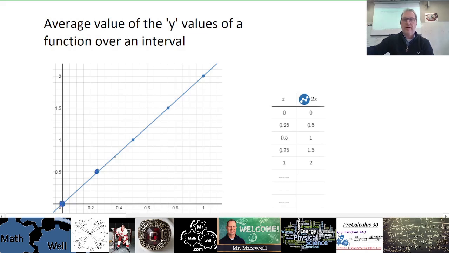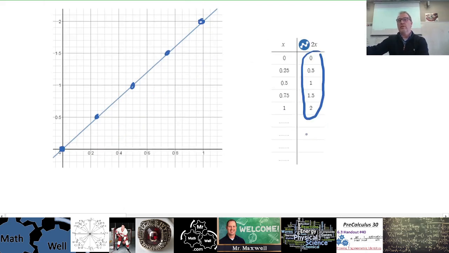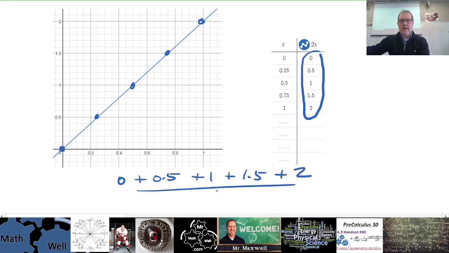I've got 0.25 and 0.5. I've got 0.5 and 1, 0.75, 1.5, and so on. 1, 2. Okay, so this is my graph. And if I consider all of the y values, so here's the y values right here. If I add up all of those and divide by 5, I would get an average value for this function. Okay, so that's 0 plus 0.5 plus 1 plus 1.5 plus 2 divided by 5.